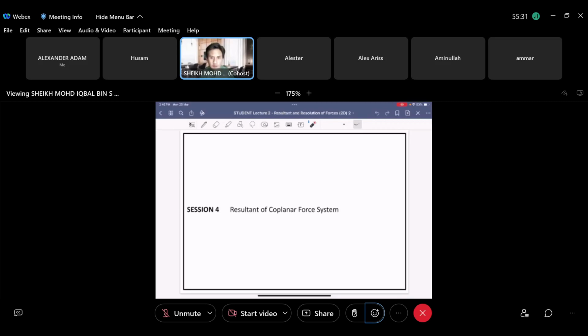All right. So everyone okay? Everyone okay with resolution of forces? The breaking apart of the resultant forces? Okay, good, good, good. Thumbs up. All right, okay.